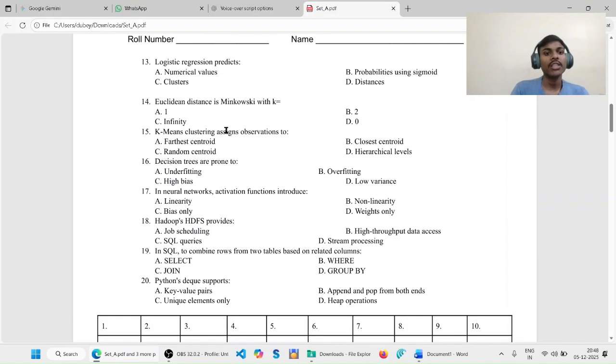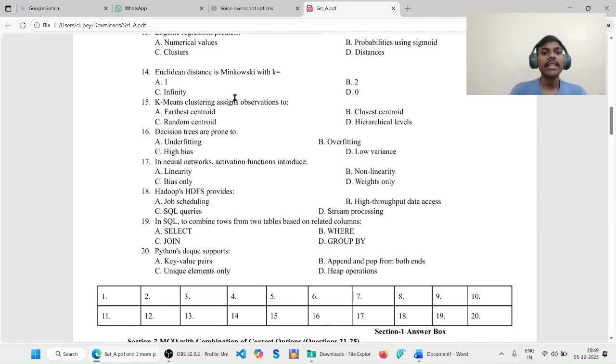Question 13. Logistic regression predicts numerical values, probabilities using sigmoid, clusters, or distances. The correct option is option B, probabilities using sigmoid. Logistic regression outputs probabilities between 0 and 1. These probabilities are mapped to classes using a threshold, and it is widely used for binary classification tasks.